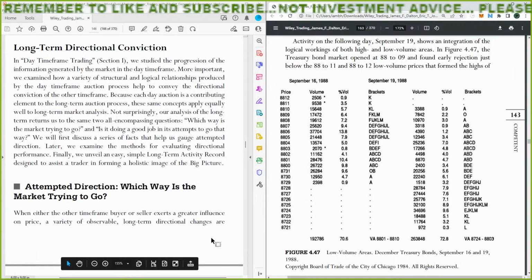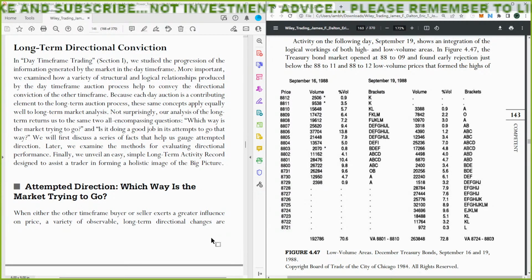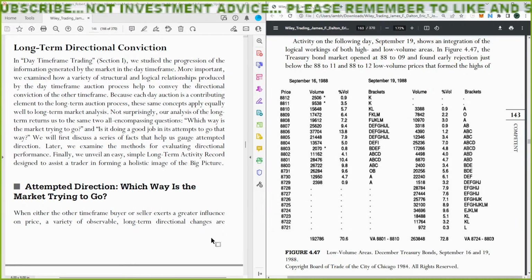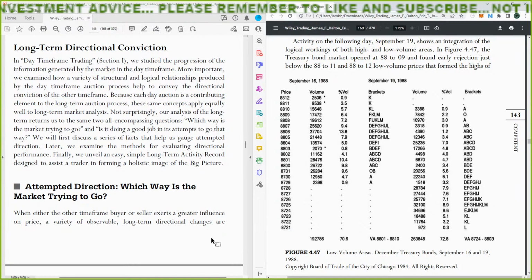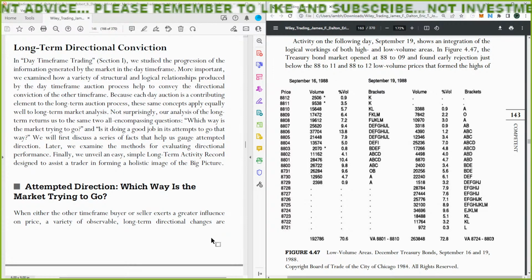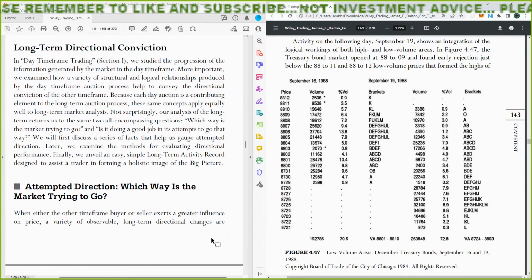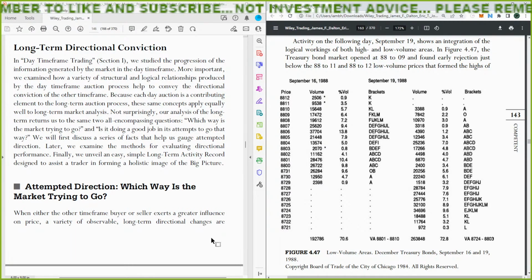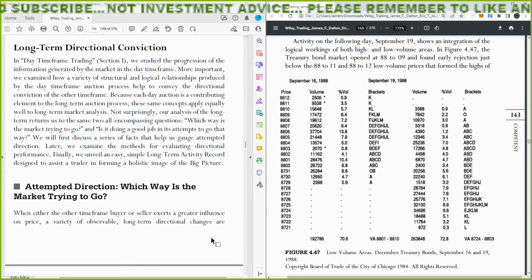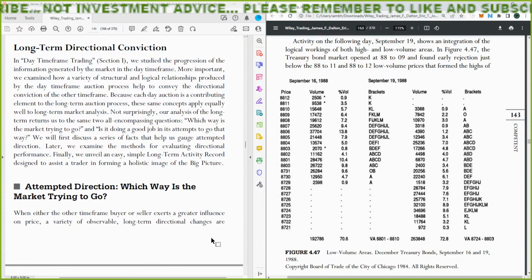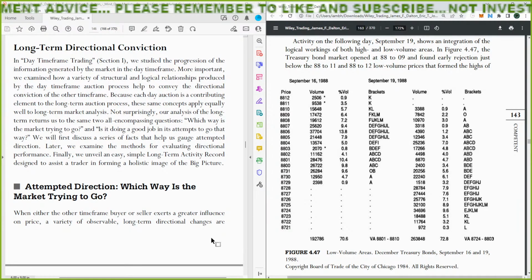Long-term directional conviction. In day time frame trading, section 1, we studied the progression of the information generated by the market in the day time frame. More important, we examined how a variety of structural and logical relationships produced by the day time frame auction process help to convey the directional conviction of the other time frame. Because each day's auction is a contributing element to the long-term auction process, these same concepts apply equally well to long-term market analysis.